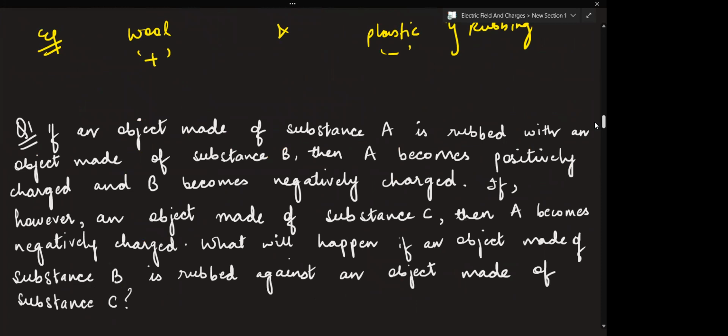So I'm reading it out. If an object made of substance A is rubbed with an object made of substance B, A becomes positively charged, B becomes negatively charged. If, however, an object made of substance C, a third substance, has been taken, then A becomes negatively charged. This is the hint only given. Now you have to find out what will happen if an object made of substance B is rubbed against an object made of substance C.